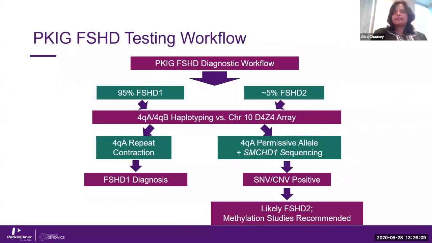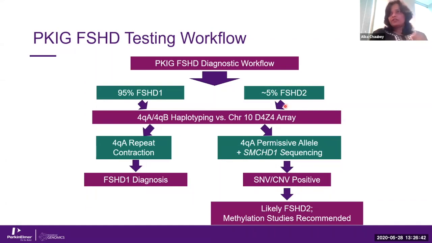So our diagnostic workflow at PerkinElmer Genomics is that if a patient comes in with a clinical suspicion of FSHD, we will perform whole genome optical mapping, and also 4qA/B haplotyping and the ability to separate them from chromosome 10. And if we see the repeat contraction, then we will give a diagnosis of FSHD1, a likely diagnosis if it is consistent with the phenotype.